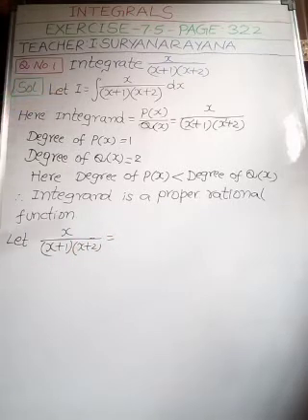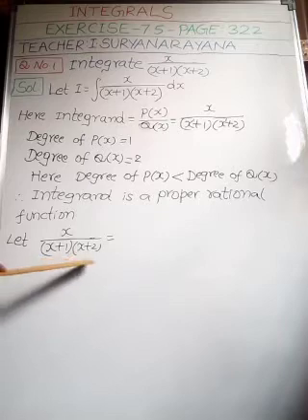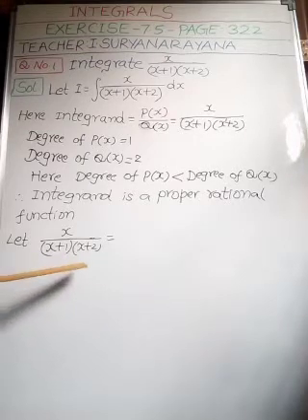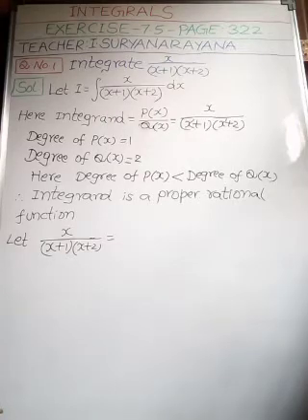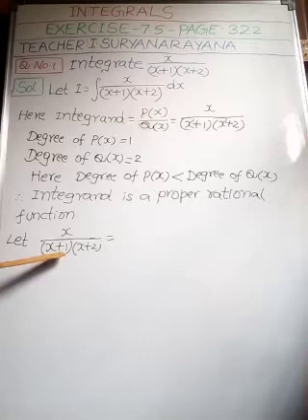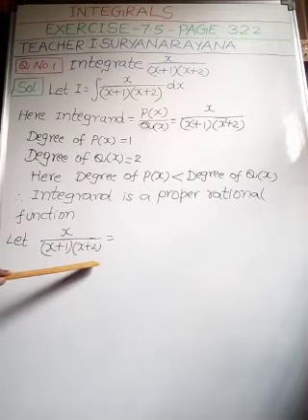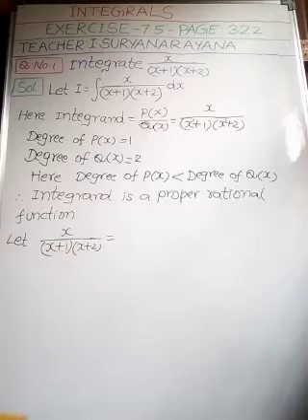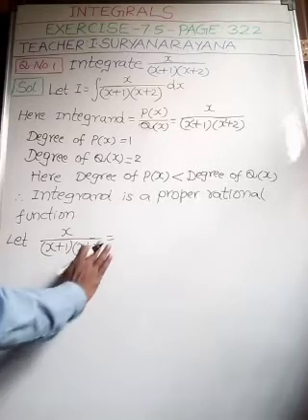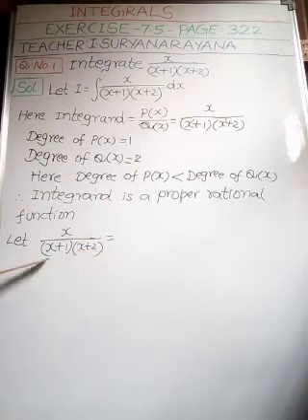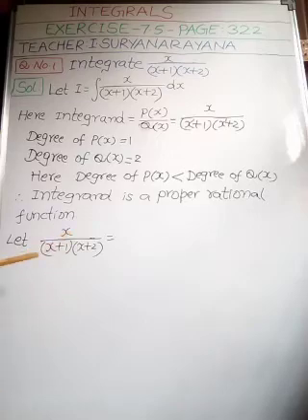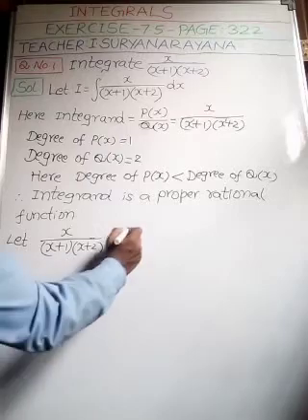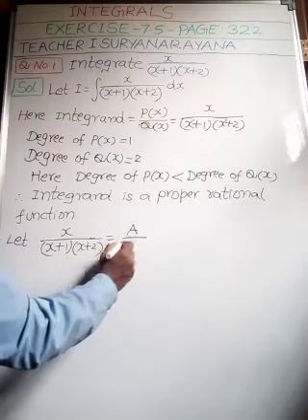This is a type 1 problem. In this type 1 problem, the denominator contains only non-repeated linear factors. X plus 1 is a linear factor, x plus 2 is another linear factor. Both are distinct linear factors, isn't it, my children? So, the denominator contains non-repeated linear factors. Corresponding to every non-repeated linear factor, we write a partial fraction like this: A by (x plus 1).